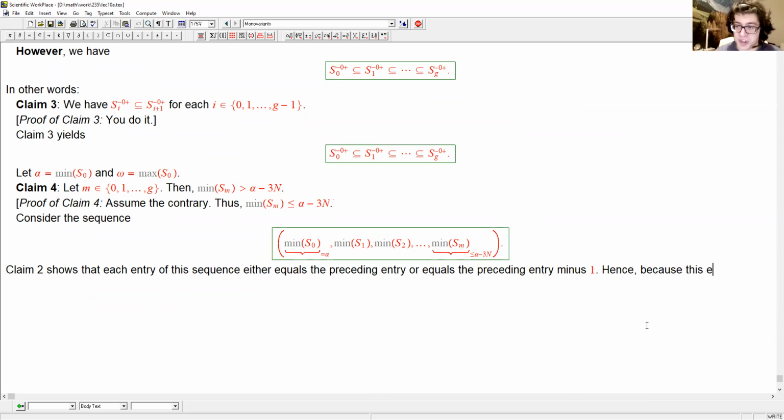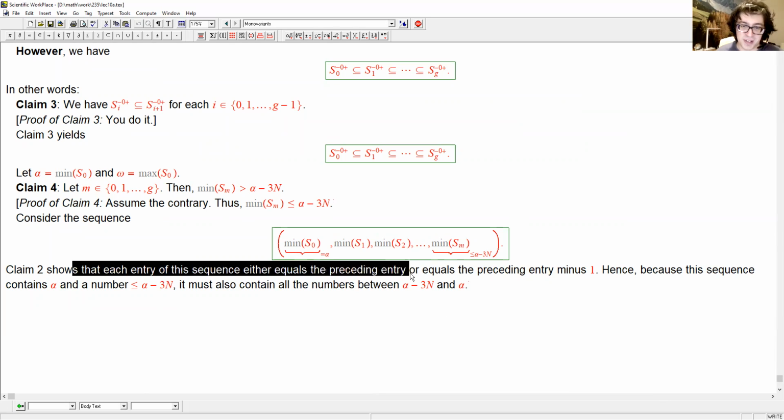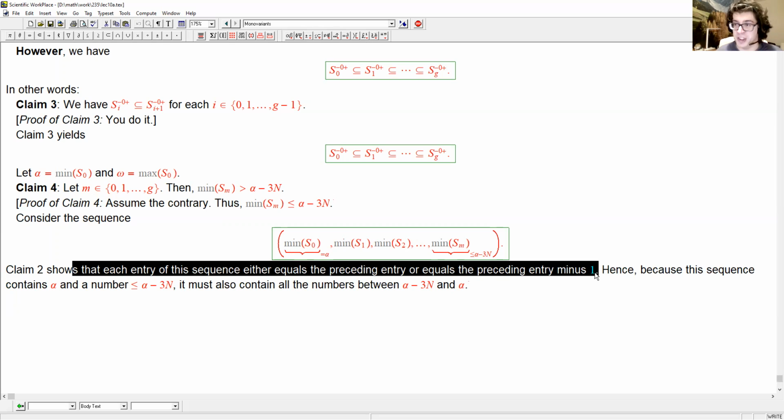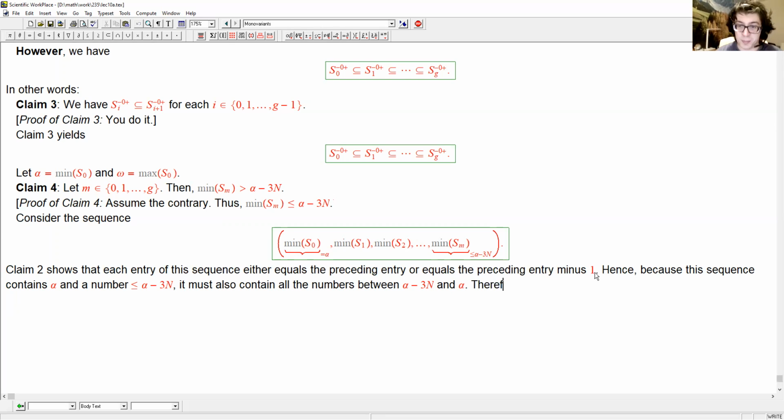Hence, because this sequence contains alpha and a number less than or equal to alpha minus 3n, it must also contain all the numbers between alpha minus 3n and alpha. Because since you have this property that each entry is equal to the previous entry or minus 1, the sequence cannot jump over any number. If it starts here and it goes down to here, it can only achieve this by going down by one step. It cannot jump through any number. Therefore, all the numbers between alpha minus 3n and alpha must belong to the sequence.